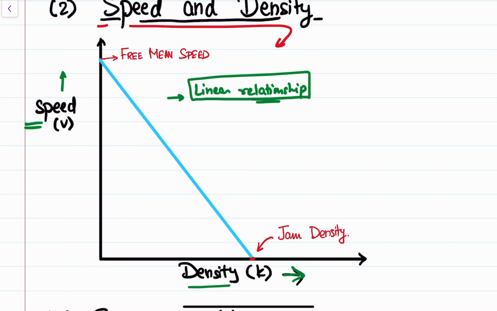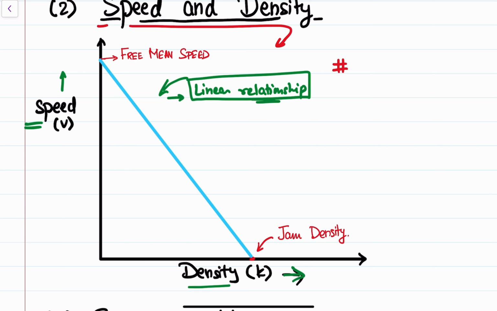This may vary depending upon the situation, but the most common form of relationship is a somewhat linear relationship, as can be seen here. Now, from the graph, what deduction can we draw?